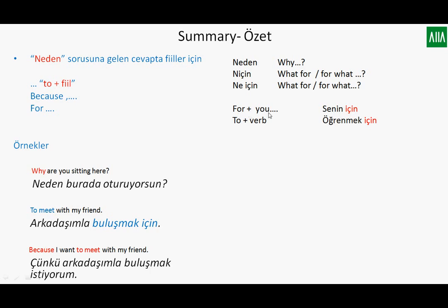So for plus you, that means senin için. To plus verb, that means öğrenmek için. Of course, I just gave you one example here, which means learn. It can change, and here it can change as well.